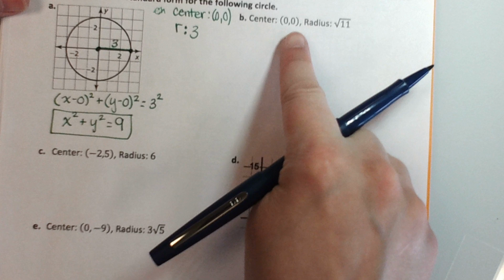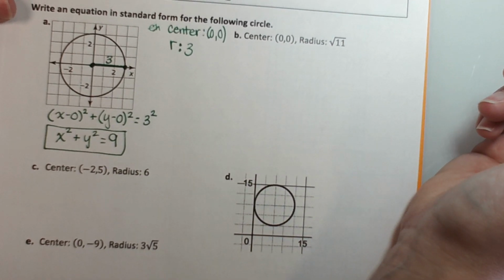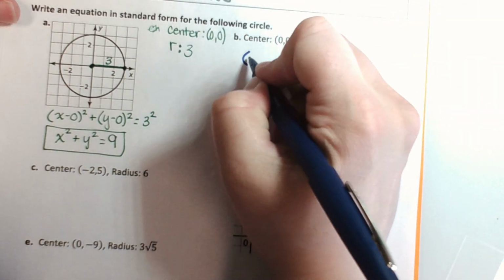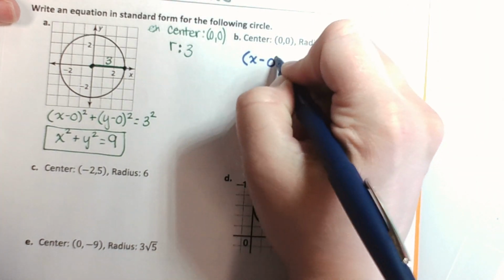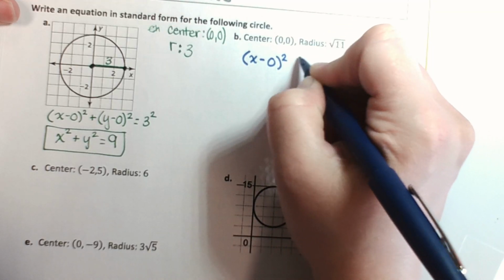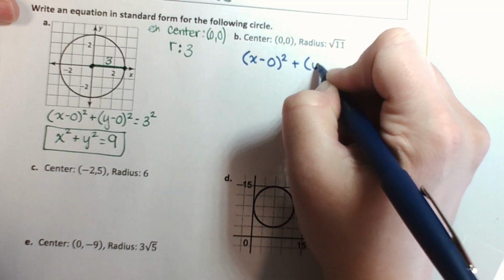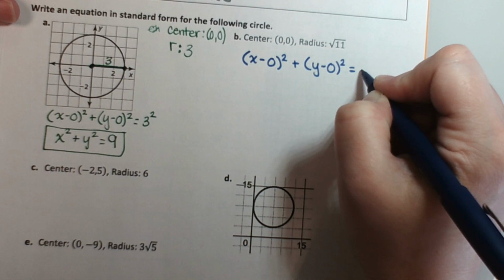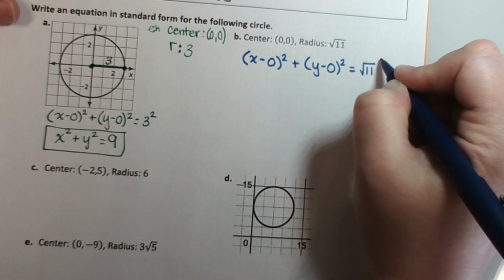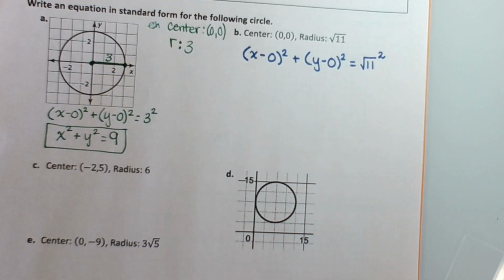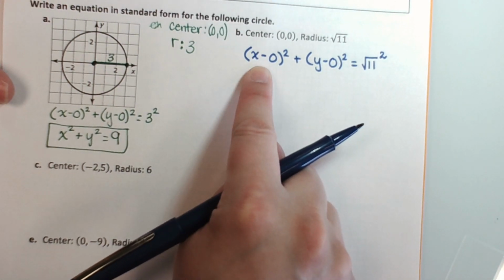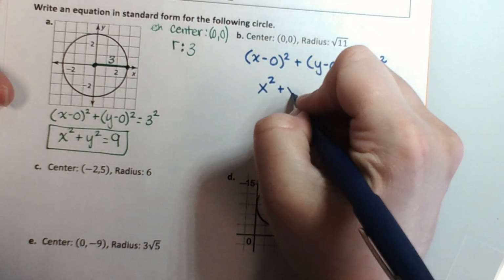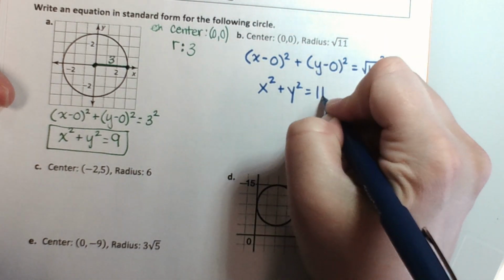Okay. Sometimes they'll give you the center and the radius. We didn't have to discover them. They're given to us. You just plug them in. (x minus 0) squared. What goes in between the parentheses? Plus. (y minus 0) squared equals the square root of 11 squared. Simplify what we can. Can I simplify this? Yeah, it's just x squared. Don't lose your squares. y squared equals 11. Ta-da.